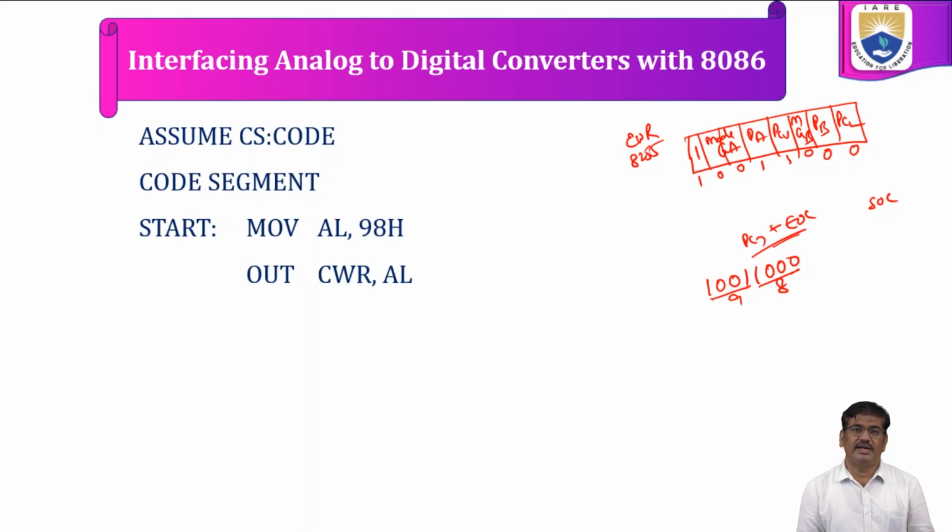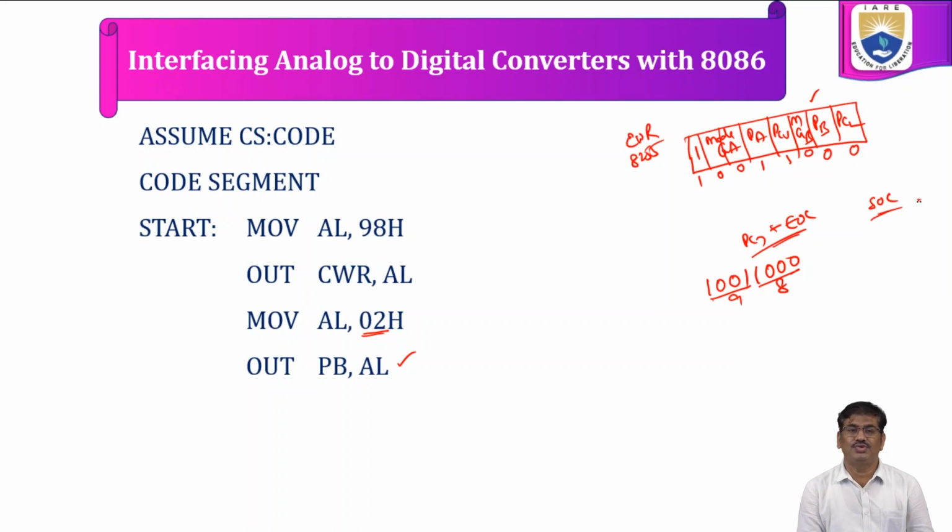First we will move 98H into the AL register. From the AL register we will output it to the control word register by using the OUT instruction. Next we have to select which input. The input is given on port B. Here we are selecting the input connected to the IN2 pin. So the value for port B is 02. First we will move 02 into AL, and from AL to port B. So here we have selected the input signal.